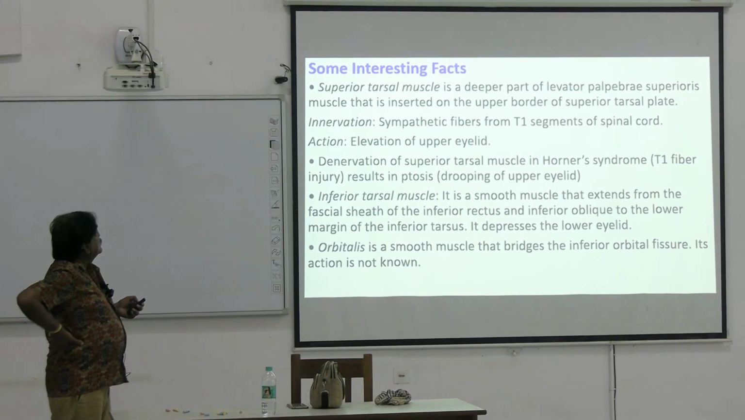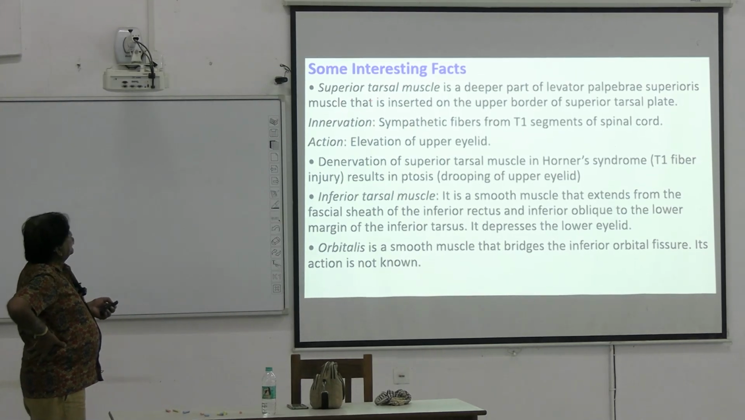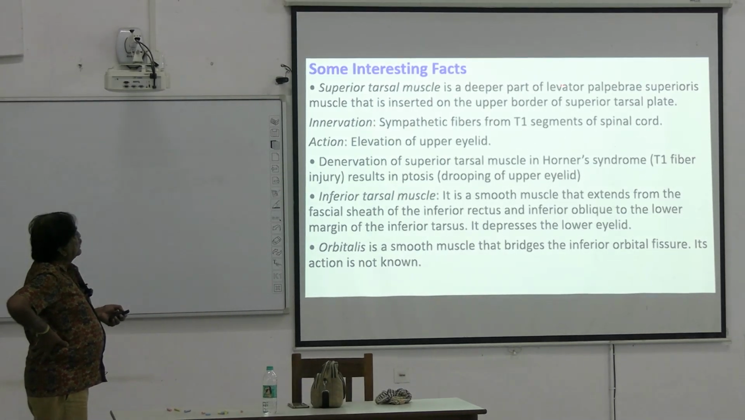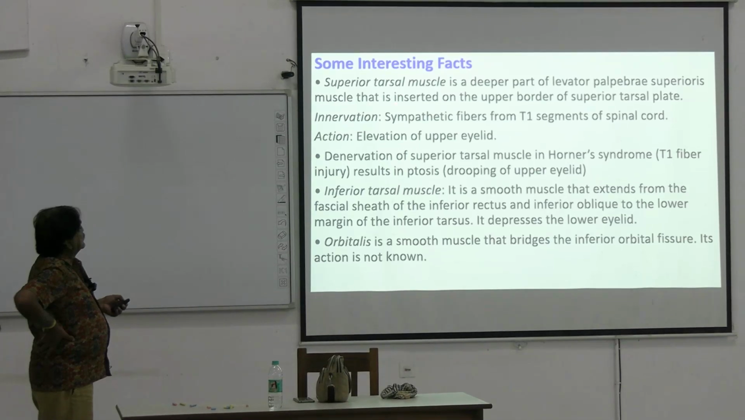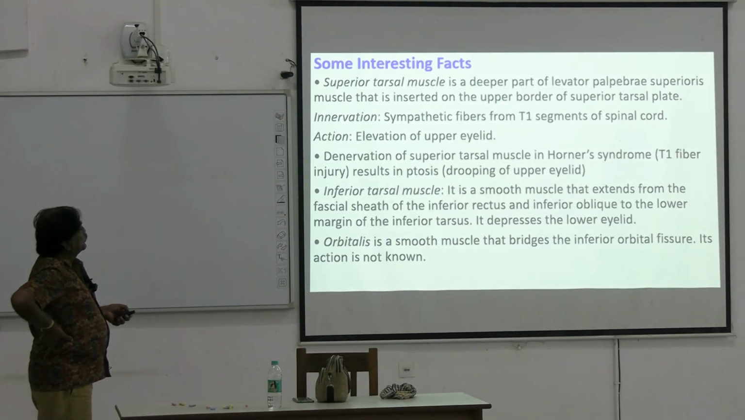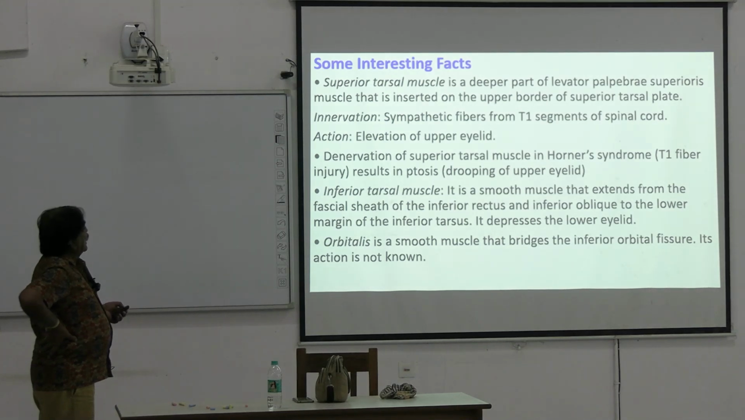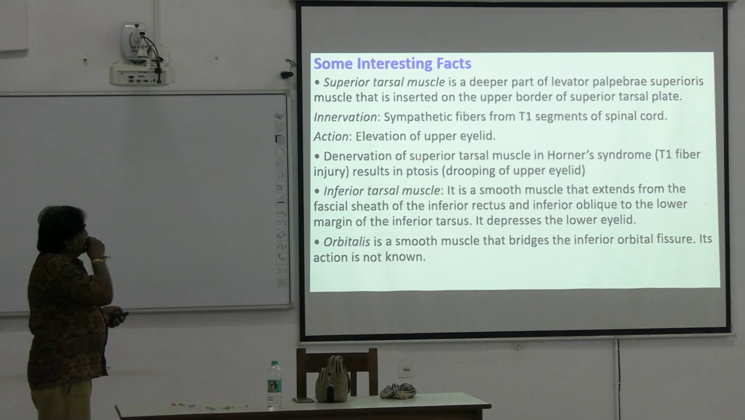Now, some interesting facts. Superior tarsal muscle is the deeper part of Levator Palpebrae Superioris muscle that is inserted in the upper border of the superior tarsal plate. Innervated by sympathetic fibers from T1 segment of the spinal cord. Action: elevation of the upper eyelid. Now, de-innervation of superior tarsal muscle in Horner syndrome, T1 fiber injury, results in ptosis, drooping of the eyelid.